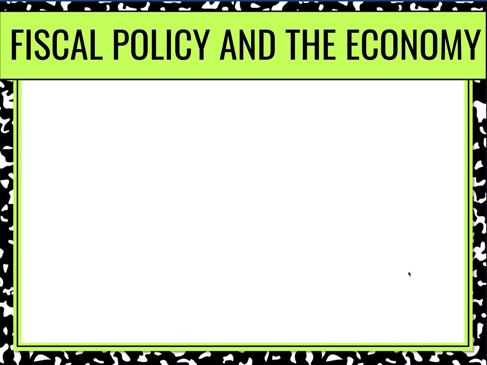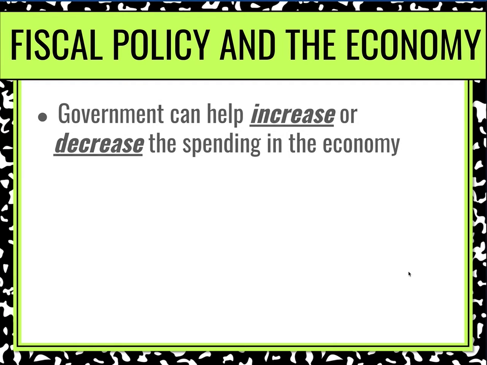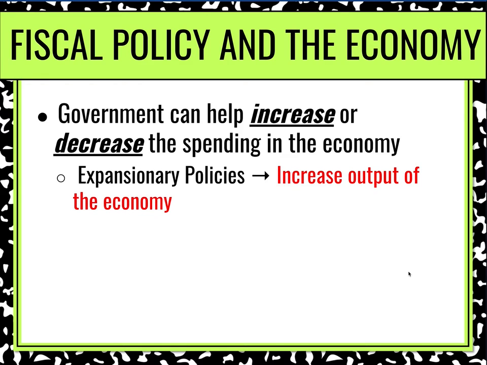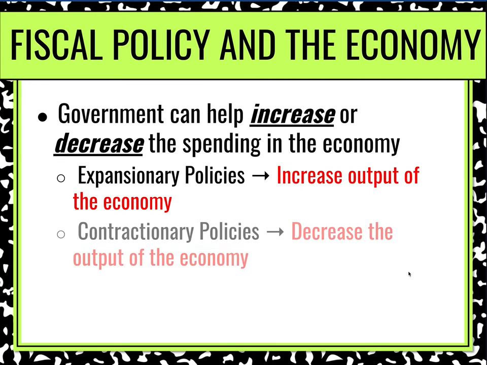So fiscal policy in the economy, what is it? What do we do with it? So the government has two options. They can either increase or decrease the spending in the economy. So they have expansionary policies, which would increase the output of the economy, or we have contractionary policies. They decrease the output of the economy.